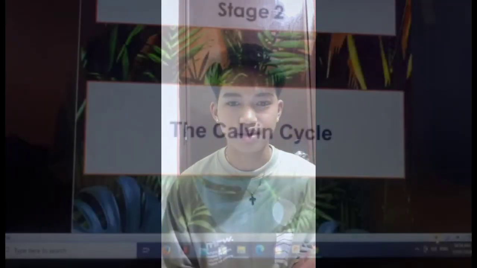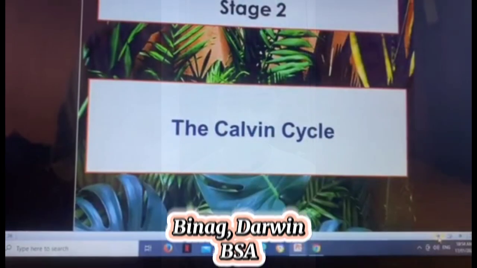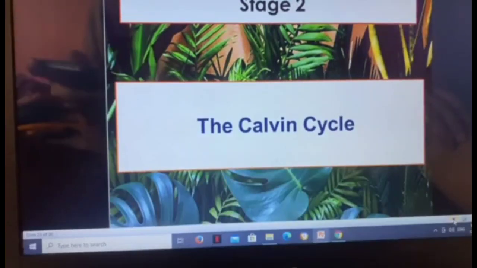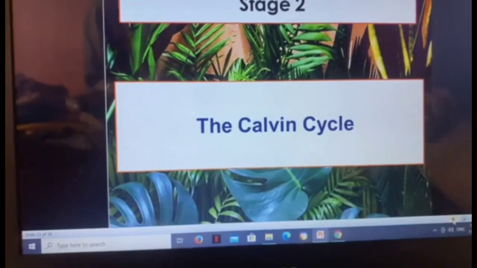Hi everyone, my name is Darwin Binag and my topic is all about the Calvin cycle. So what is the Calvin cycle? The Calvin cycle is a series of biochemical reactions that takes place in the chloroplast of plant cells during photosynthesis. It's part of the light-independent reactions and is responsible for converting carbon dioxide into glucose.